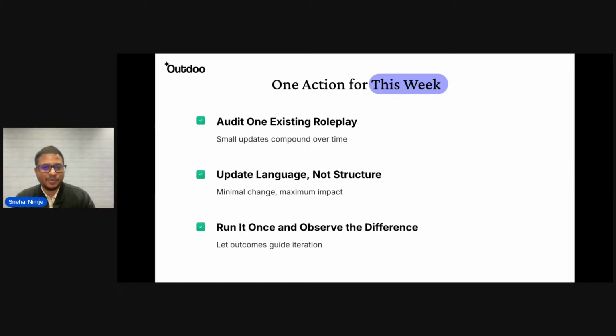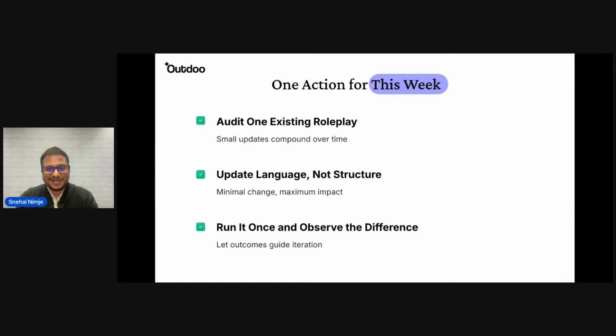And we'll do that in Outdo over here, right? So you make those minor tweaks, those minor changes, and then you try it out with yourself, you try it out with two or three of your best team members, and then you get that feedback, and then you slowly roll it out to the entire team. So that's how you do it, step by step, right?